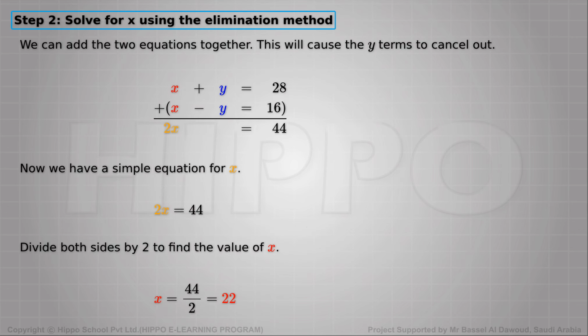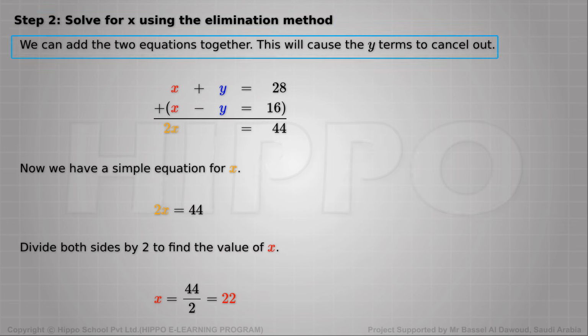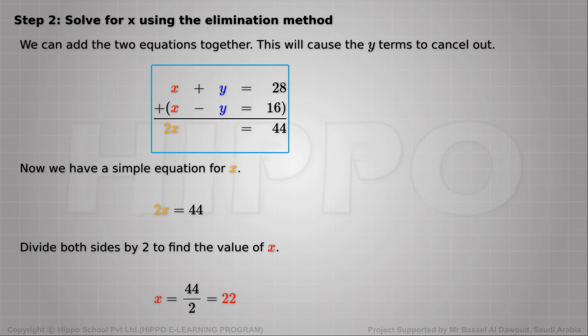Moving on to step 2. We need to solve this system of equations. A great method to use here is the elimination method. Notice how in the first equation we have a plus y, and in the second we have a minus y. They are opposites, which is perfect for elimination. If we add the two equations together, the y terms will cancel each other out.